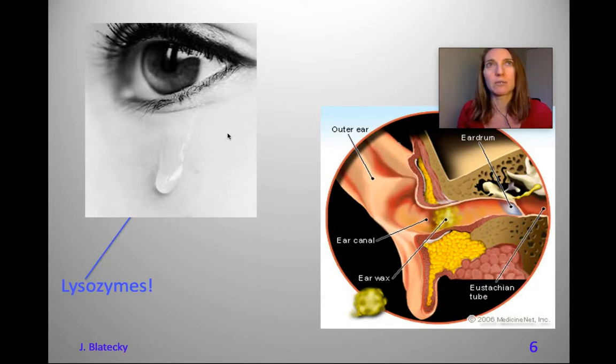I didn't pause to really elaborate on that term, innate. But if you think about what that means, that means that it's something that we're born with. We don't have to come into contact with something foreign in order to make tears, or in order to make earwax, or in order to have these beautiful cilia in our trachea that help us to clean our air, right? We don't have to get sick to develop those. We are born with them, and they're part of our natural protection to foreign invaders.